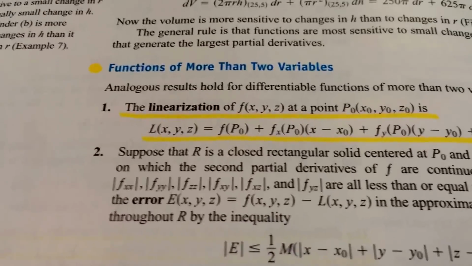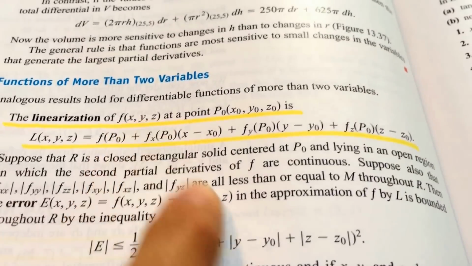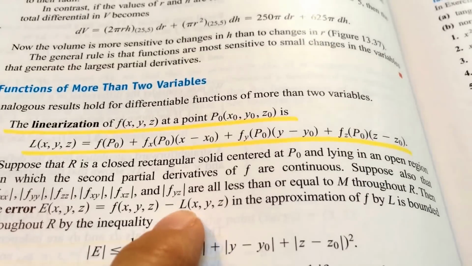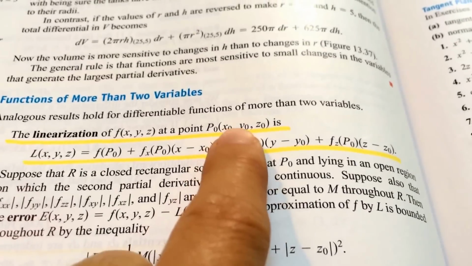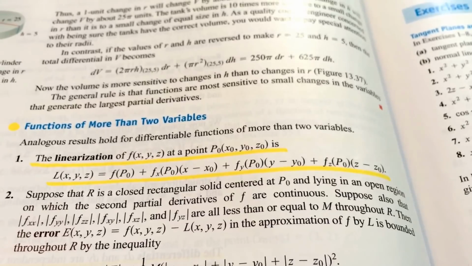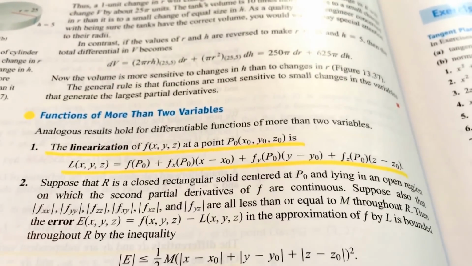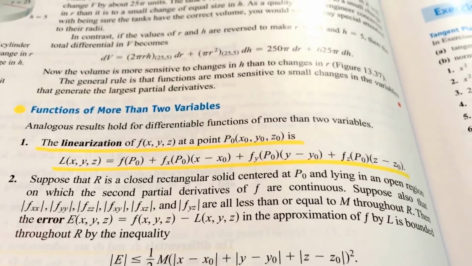Okay, and then here we have the other linearization formula. This is page 736. This would be for if you have a function of x, y, and z. So notice here they're just using p sub 0 instead of having to write it out because it's 3. It's an ordered triple, not an ordered pair. So it's easier to just write it like this. But it's the same formula, just with an extra piece on it.